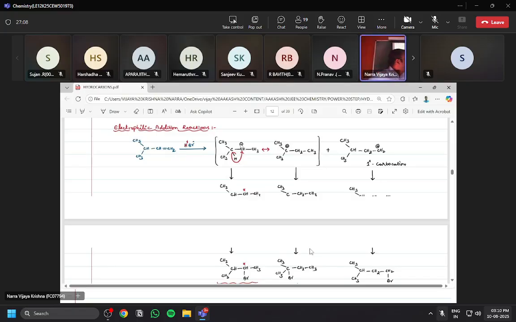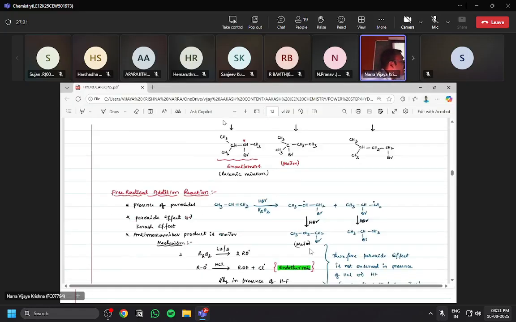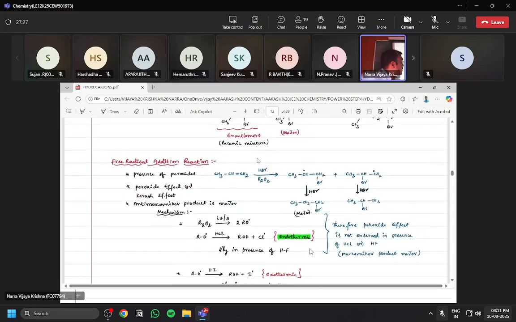Now you have got one carbocation. Now the carbocation can undergo rearrangement. This hydrogen migrates here to form a tertiary carbocation. So tertiary becomes major. That's why in the case of carbocations, rearrangement is possible. That's why here this becomes major. Correct or not?